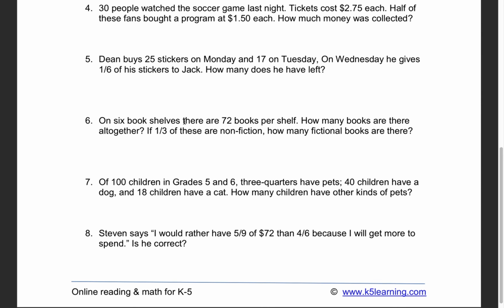Now, a third of these are nonfiction. How many fictional books are there? So with your total of 6 times 72, you need to find out whatever a third is. So you have to find that equivalent fraction. The easiest way to do it is, let's say, for example, your total was 106. You would take that 106 and divide it by 3, and that will give you 1/3, because what you're doing is taking that whole group and putting it into 3 equal groups.